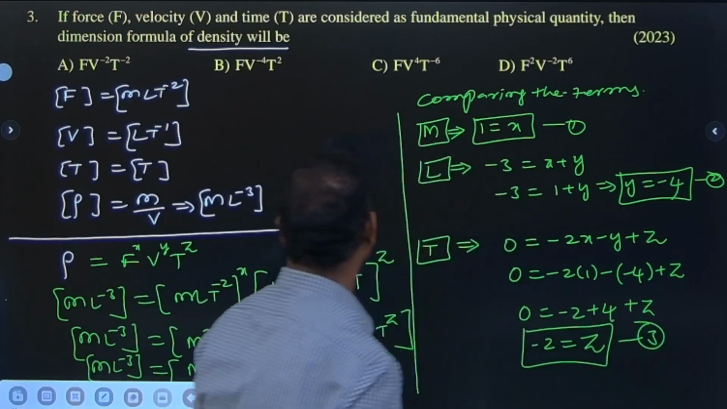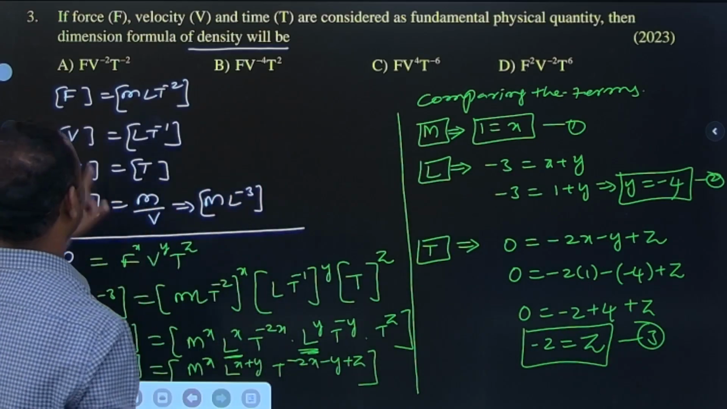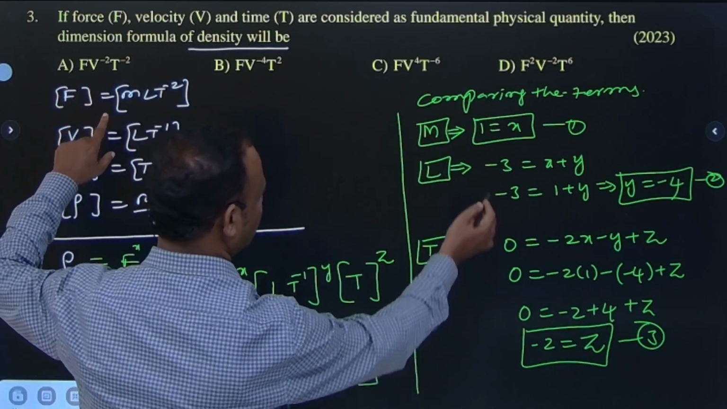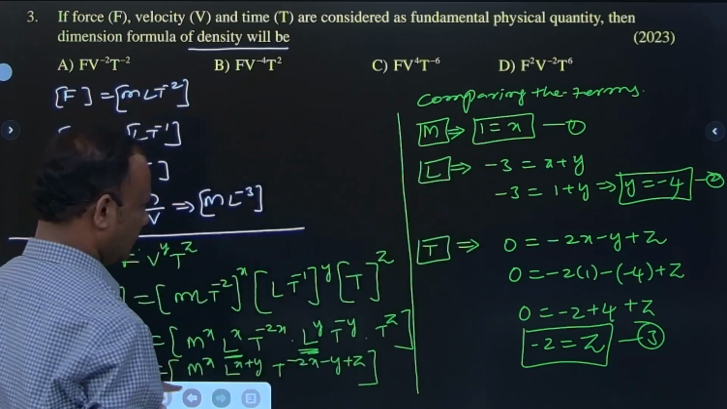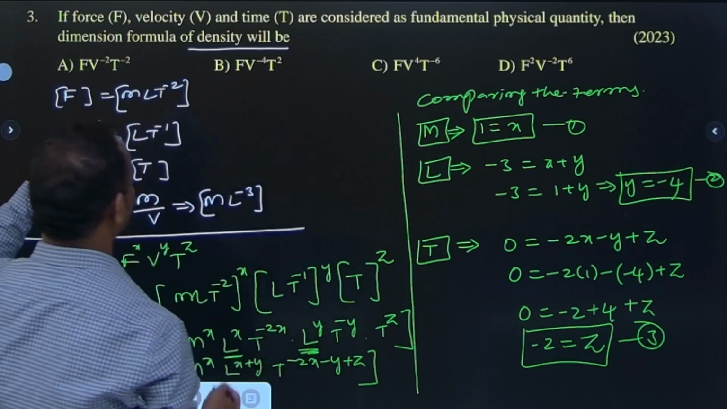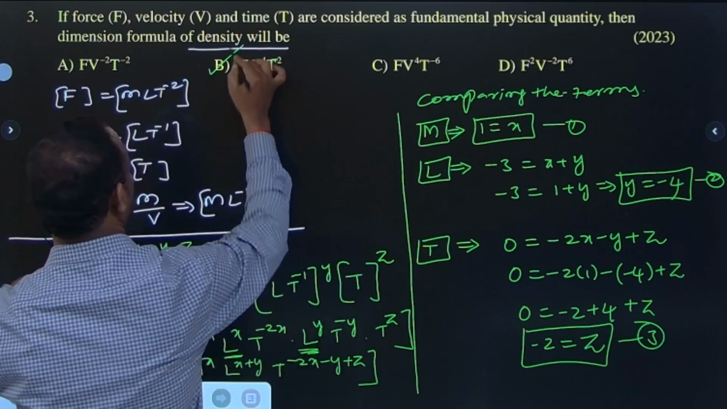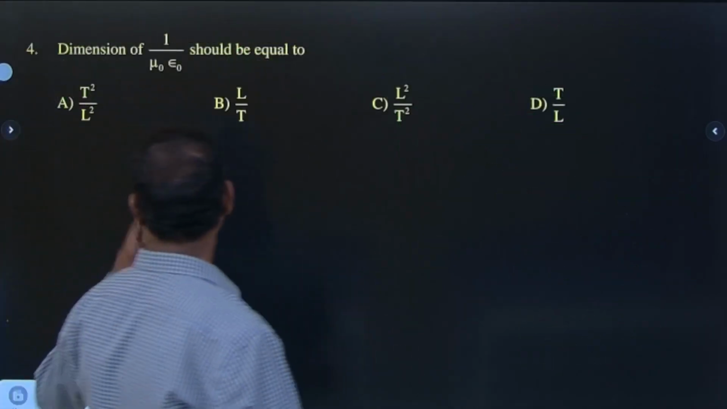This is the third condition. Now we can check the powers: first X is 1, next Y is minus 4, next Z is minus 2. So option B is the answer. Here is the next question.